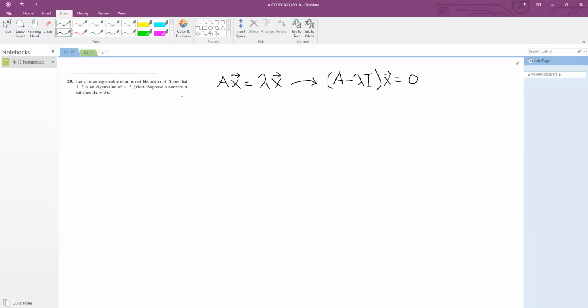Anyway, we have to prove that the inverse of lambda is an eigenvalue of A to the -1. So why don't we write what we have to show? That's usually a good technique for proofs. I'll write it down here so we can see what we're working towards. We want to show that A to the -1 x equals lambda to the -1 x.